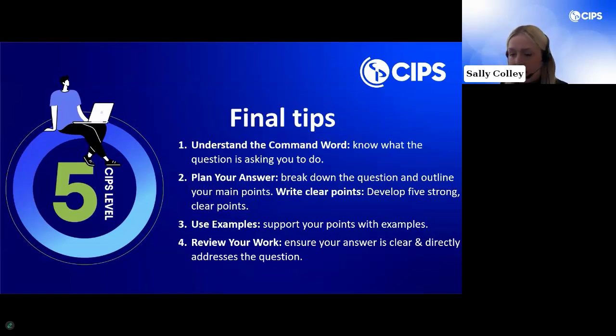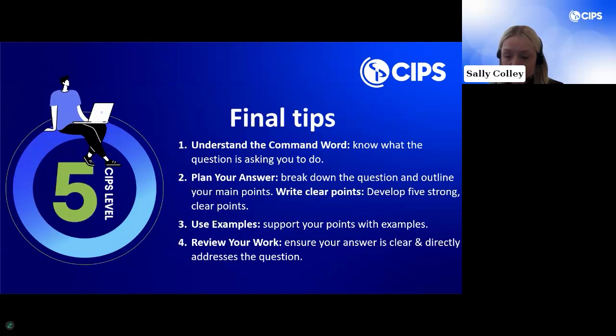And again, a really, really important bit of information is use examples. Back up your points with evidence and examples. And again, these can be from your workplace, other organisations, or hypothetical scenarios. Take that time to review your work. Check your work and ensure it's clear and directly answers the question. So by practicing this approach, you'll feel more confident and prepared on your exam day.